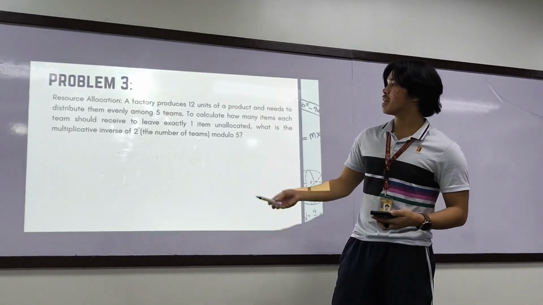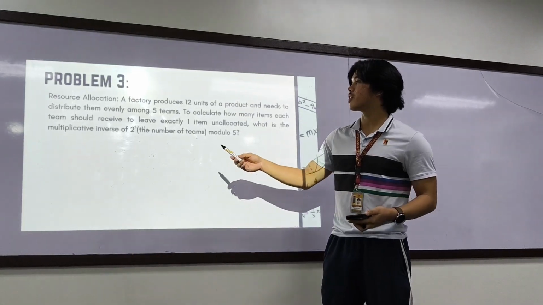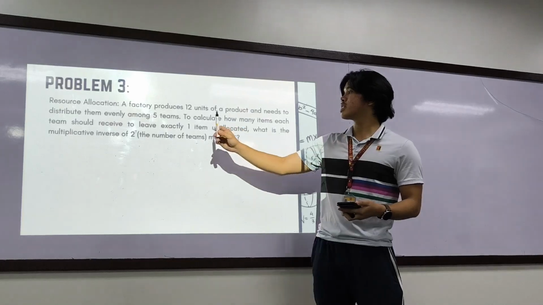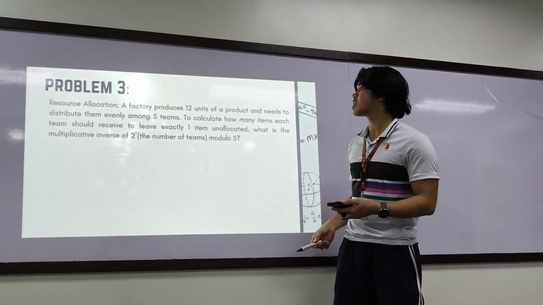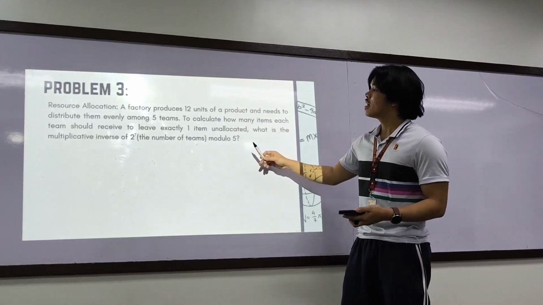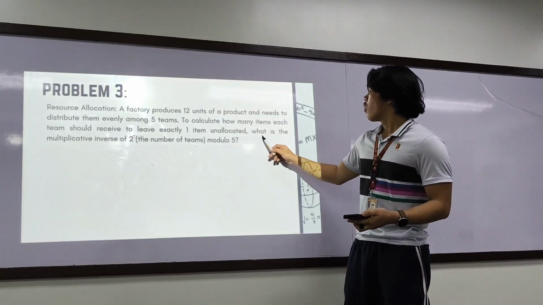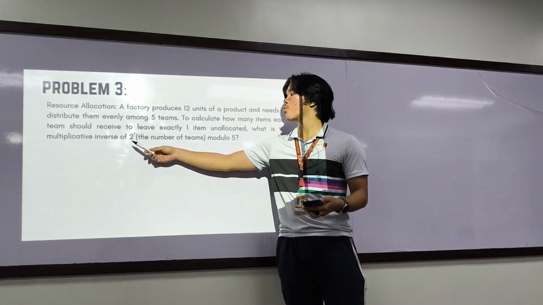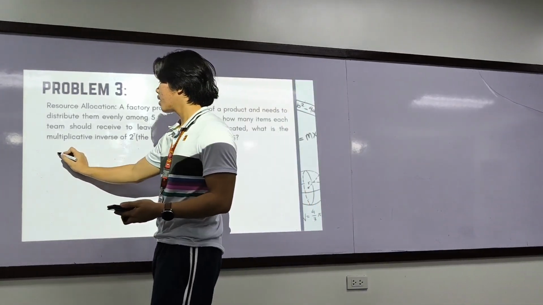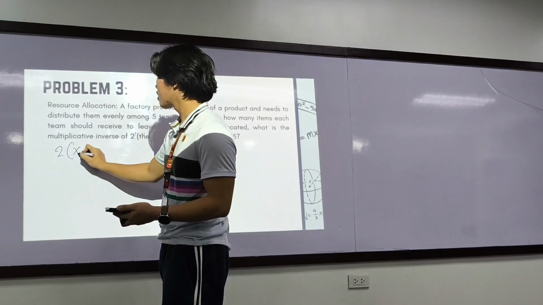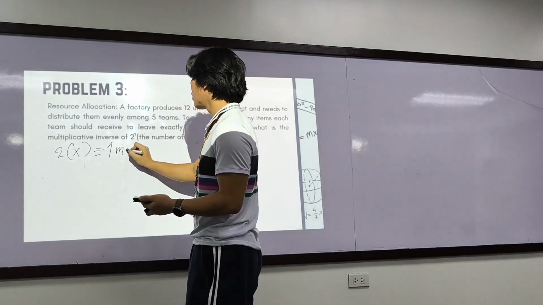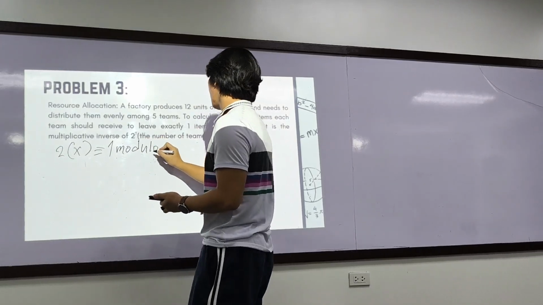So for problem number 3, we have resource allocation. A factory produces 12 units of a product and needs to distribute them evenly among 5 teams. To calculate how many items each team should receive to leave exactly one item unallocated, what is the multiplicative inverse of 2, the number of teams, modulo 5? So we have here a problem of 2 times the value of x congruent to 1 modulo 5.